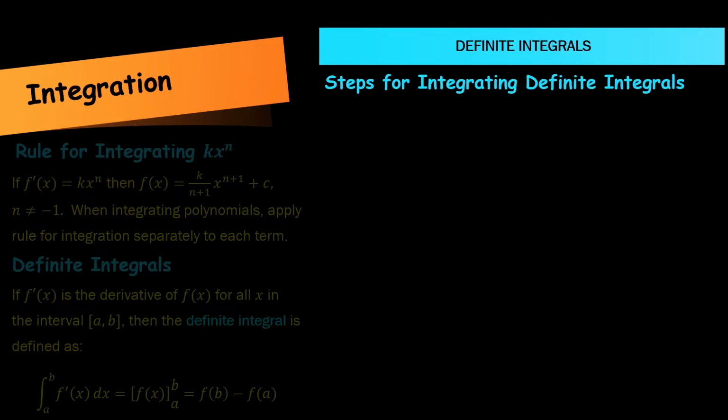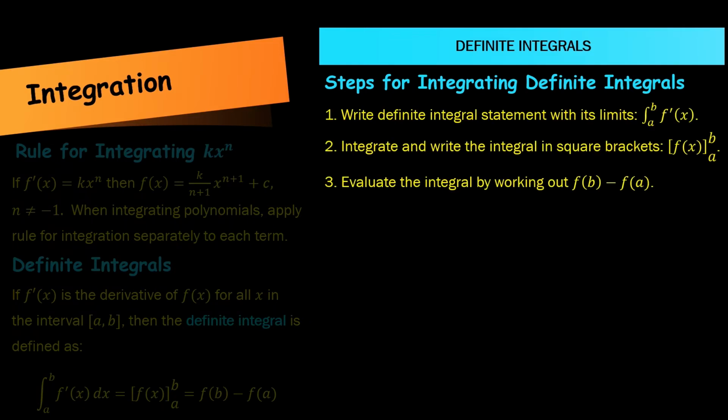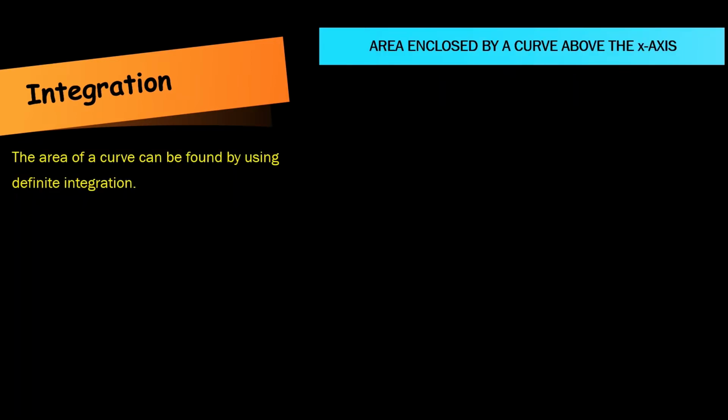Let's look again at the steps for integrating definite integrals. Write the definite integral statement with its limits, as shown, then integrate and write the integral in square brackets, as shown, and finally evaluate the integral by working out f of b minus f of a. The area of the curve can be found using definite integration.